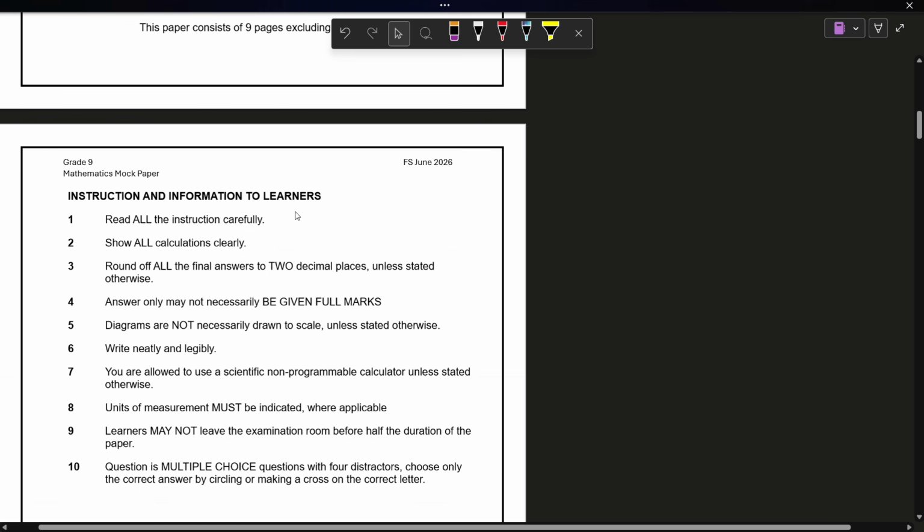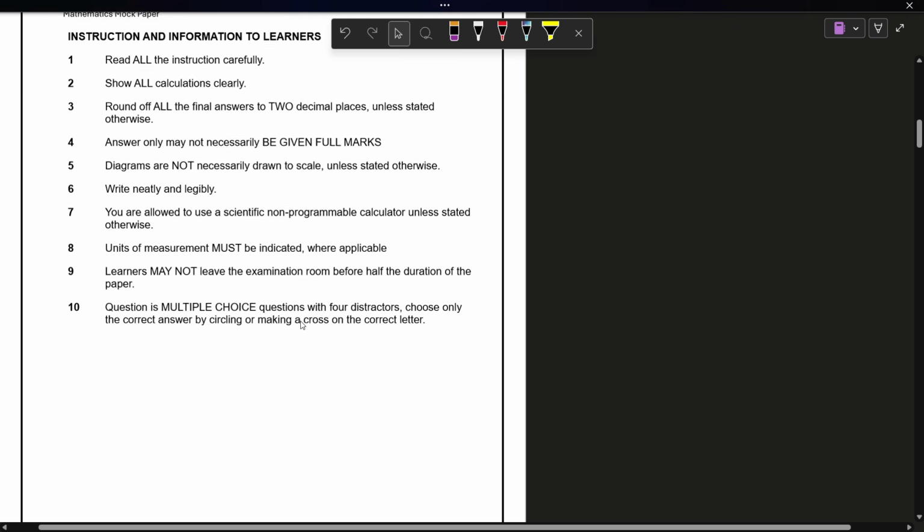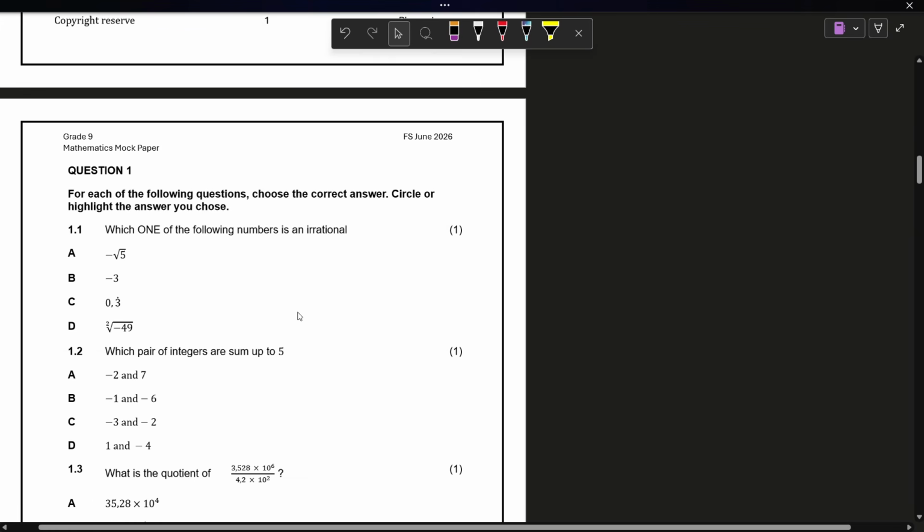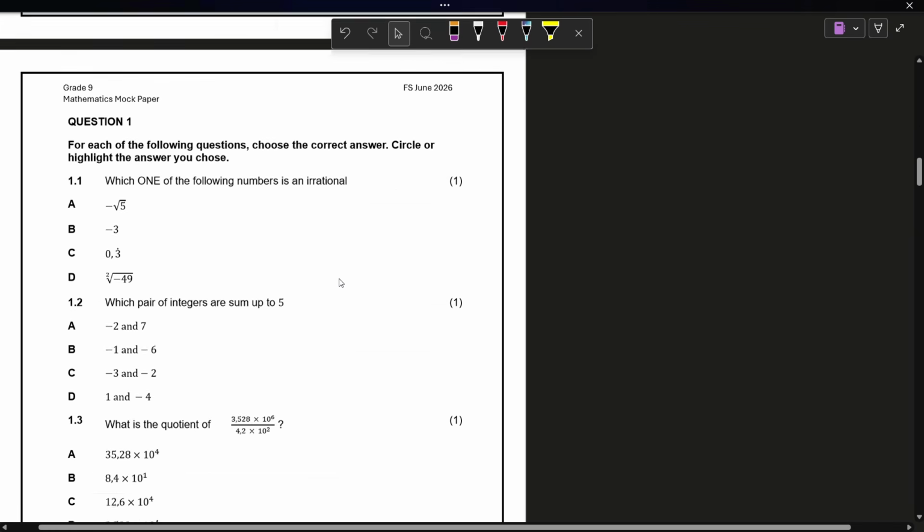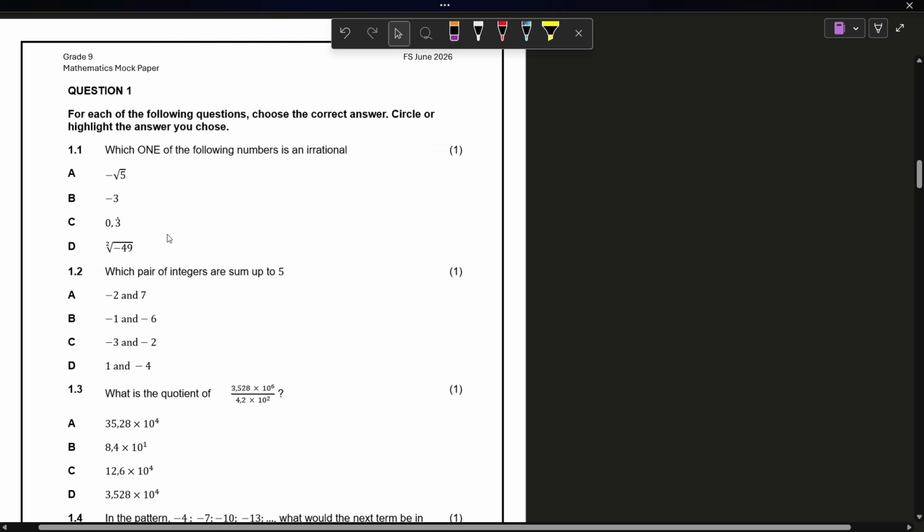I don't think there's really a necessity for me to go through the instructions and information to learners. You can read it yourself. So without any ado, let's start with question 1. As you know, question 1 is usually multiple choice, so we can start with the first one.